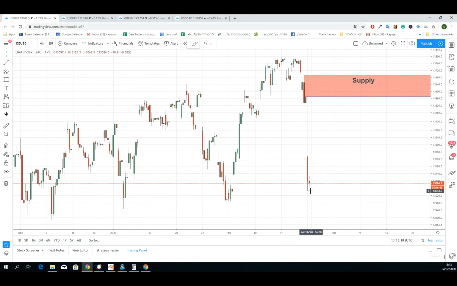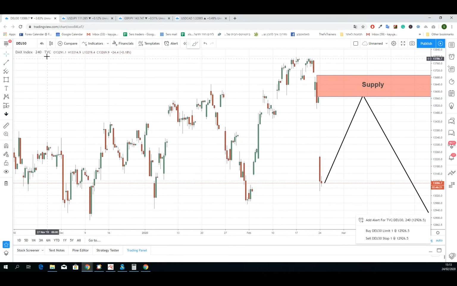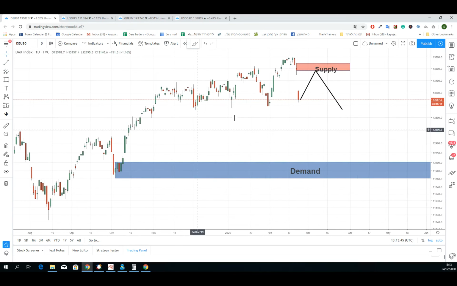If that won't happen now and the price starts to rise up from that level, I will look to sell at the next available supply, which is the supply here at the top. So if the price reaches this supply, I will definitely sell there. And to see the wide picture, we go to the daily chart, and if that happens, you can also see that it starts to look a bit like a head and shoulders pattern, but it's too early to say that.